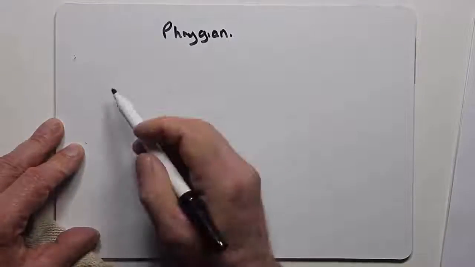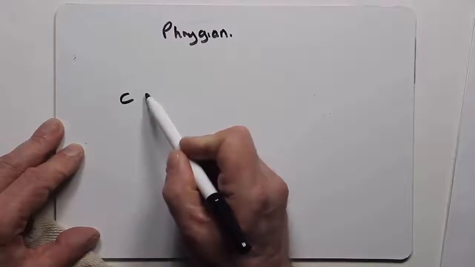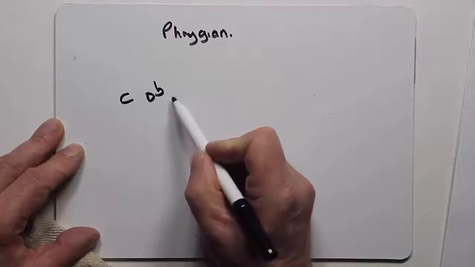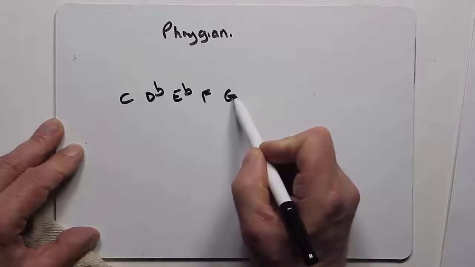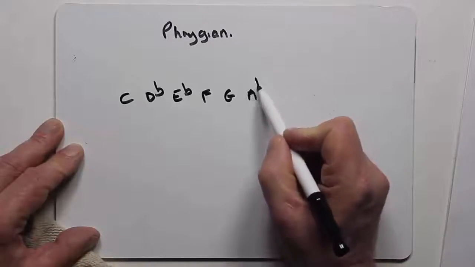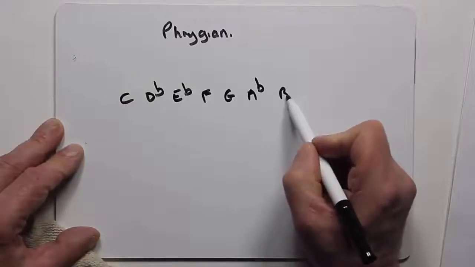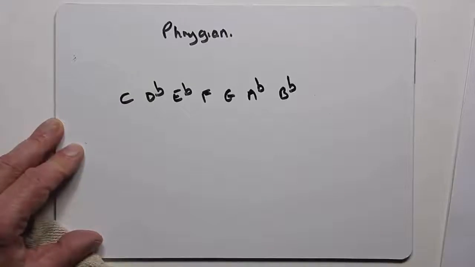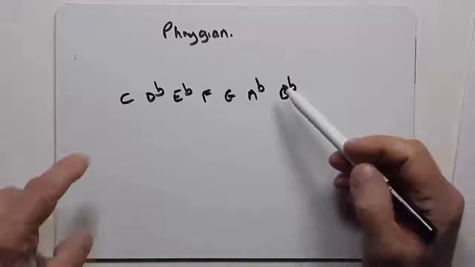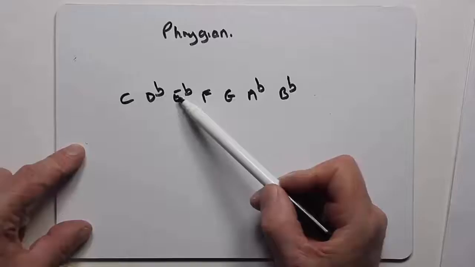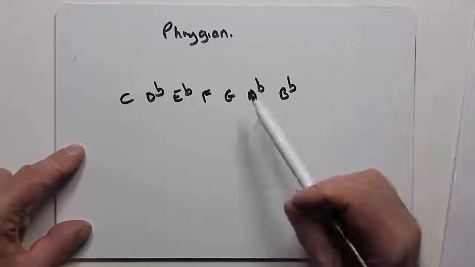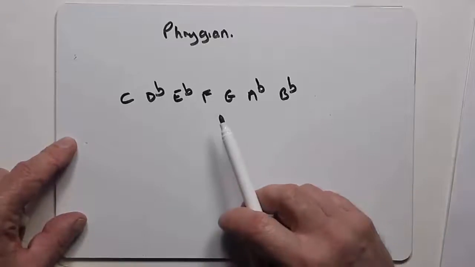Phrygian. So this is C, D flat, E flat, F, G, A flat, B flat. So that's your Phrygian. Compared to a C major scale, you've got the second and third flattened and the sixth and seventh flattened. So that's a Phrygian scale.